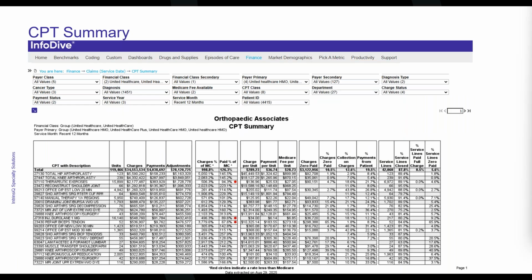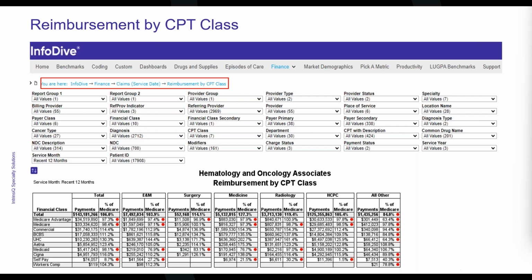And then along those same lines, I would go to this next report, which is going to be the reimbursement by CPT class. This report also is going to default to the recent 12 months, and it's going to default to financial class. And so there's two ways I would use this report. The first is just reviewing the defaults to compare the financial classes and then just identify any problem areas. For example, you can see this practice is getting reimbursed for E&M codes 144% of Medicare for United Healthcare, but only 105% by Aetna.